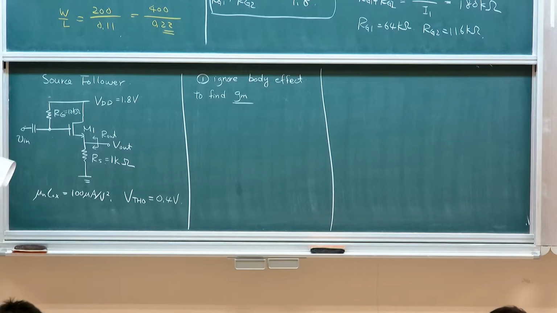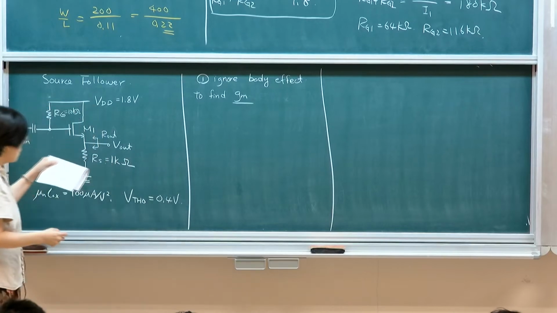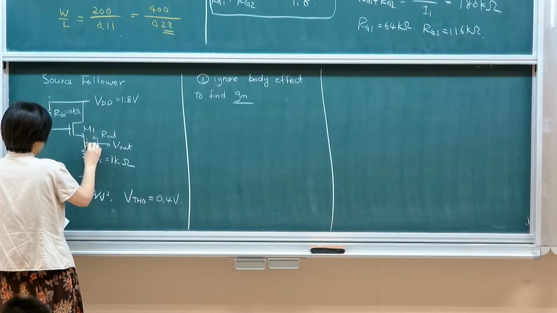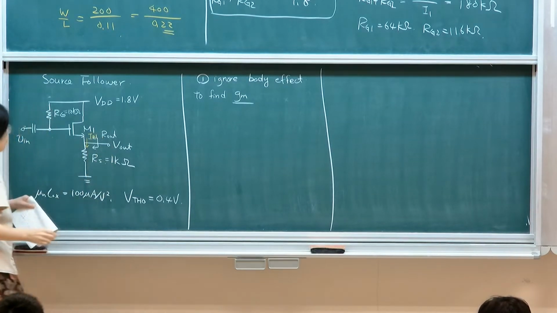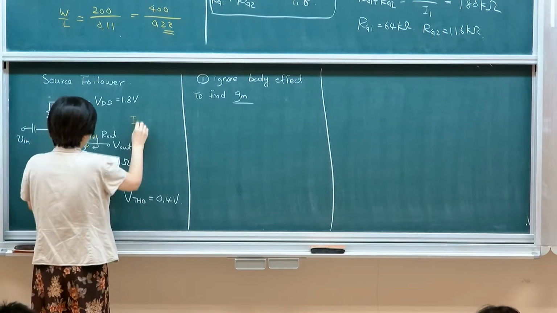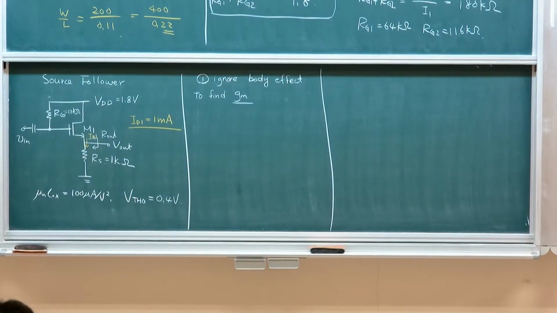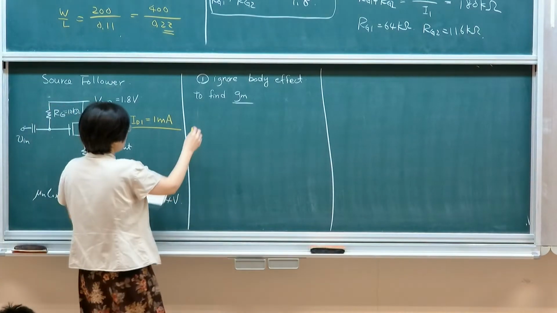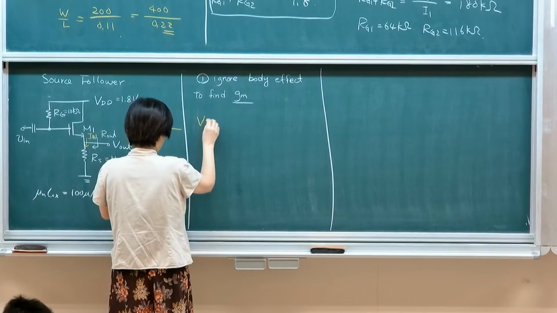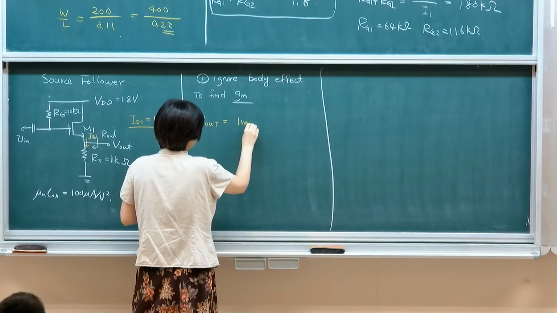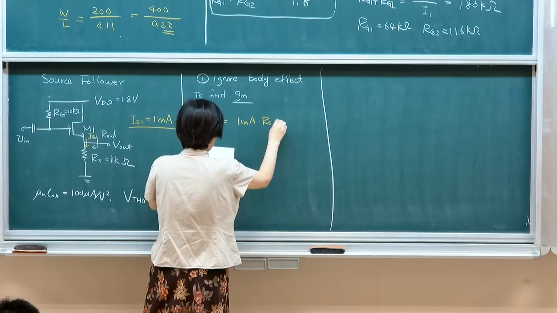So let me use the yellow. When you ignore body effect, first of all, we need to find out what is its, oh, sorry. And also, we already know that it's set so that the current ID1 is 1 milliamp. Therefore, I know the voltage at the source at DC level should be 1 milliamp times RS, which will give me 1 volt.